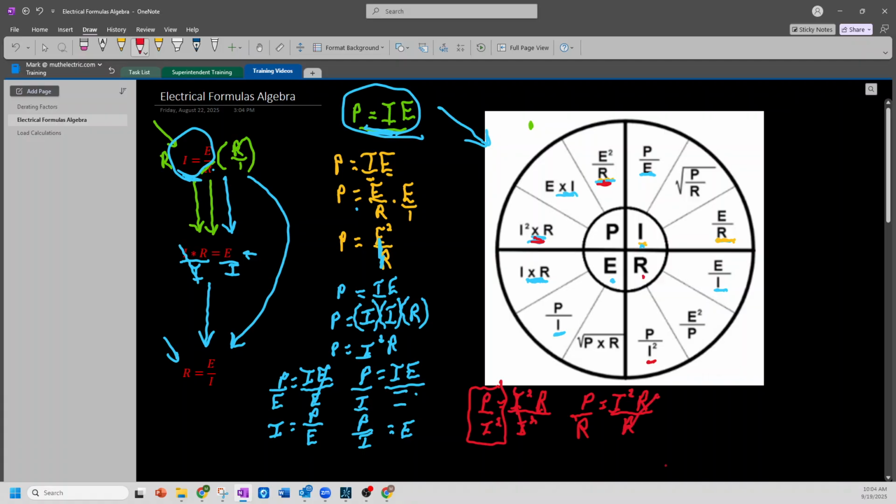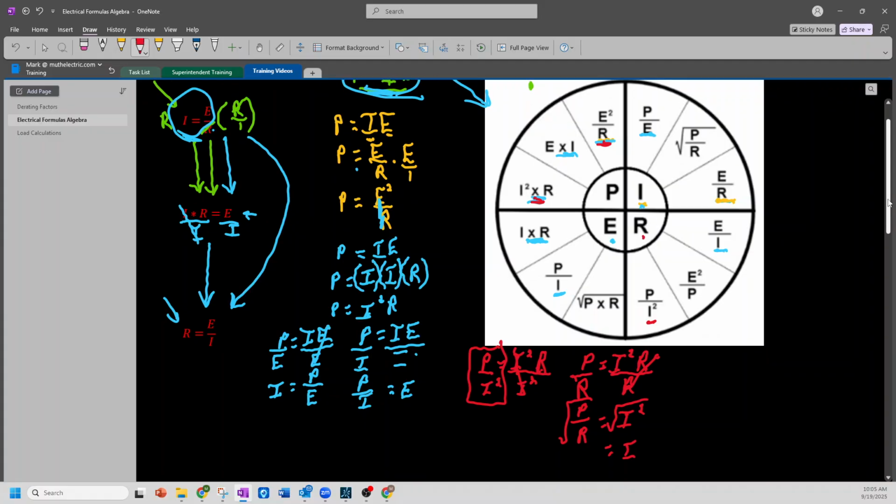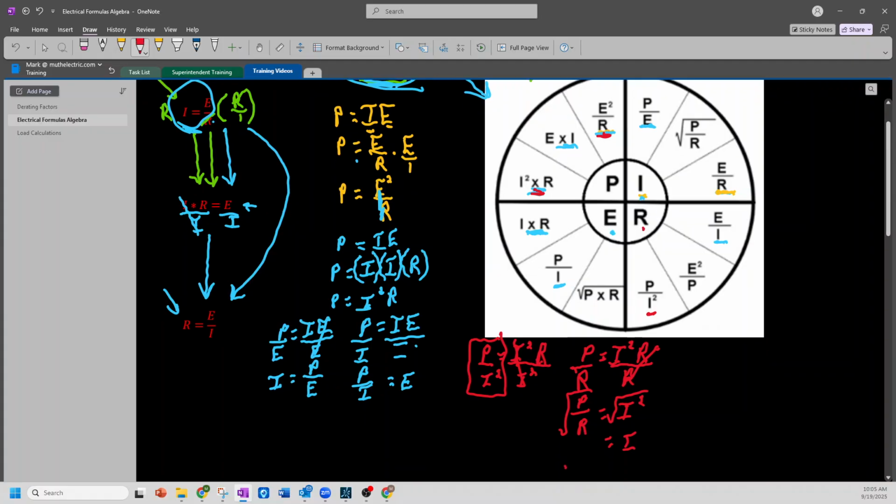So now move my screen down here a little bit. Give me some more room. So now I got P over R equals I squared. Now the opposite of squaring, this is I times I. The opposite of squaring is taking the square root. Okay, that leaves me with I equals, got to move my screen down a little more. I'm running out of room here. Square root of P over R. And lo and behold, here's my I. Here's what we just came up with.